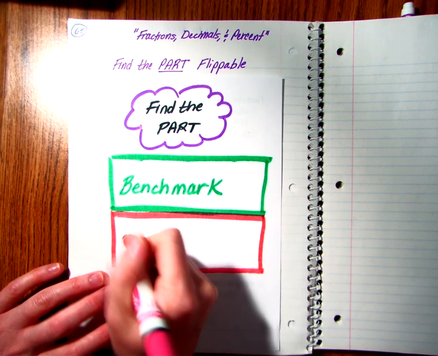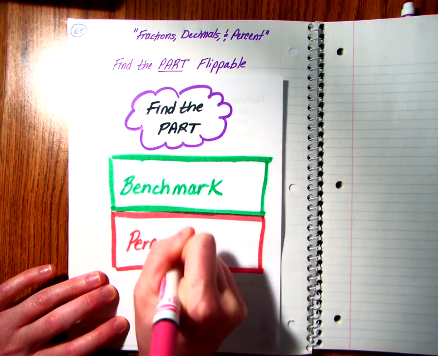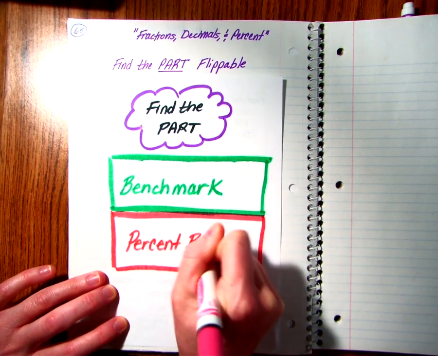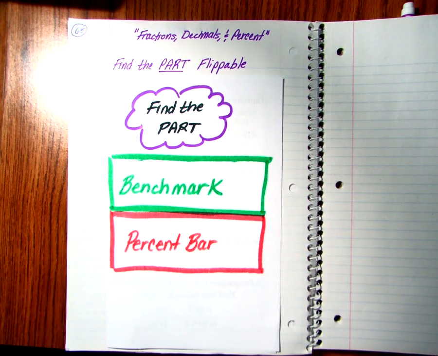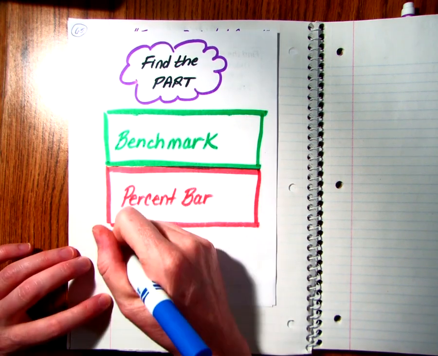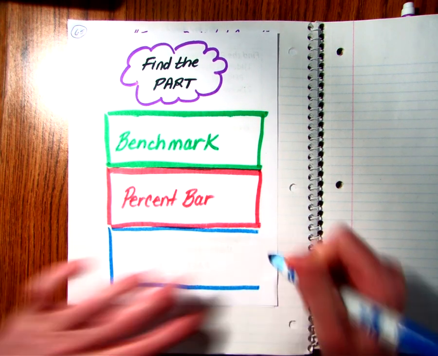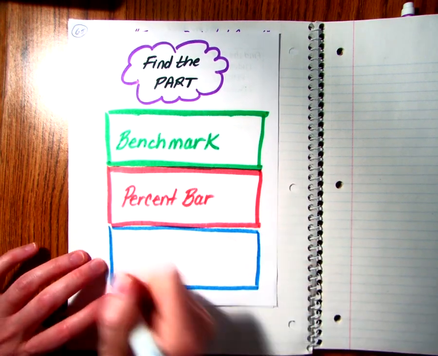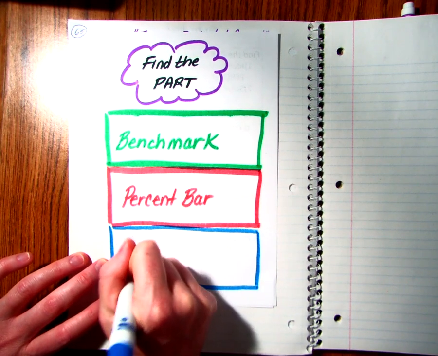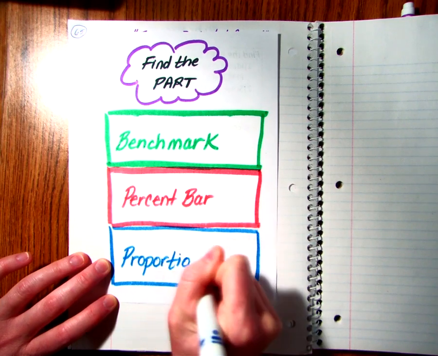This one is going to be where we put the percent bar. And then the last rectangle is the proportion. But a proportion really is an equation. It contains an equal sign, and both sides have balance if you do it right. Voila.